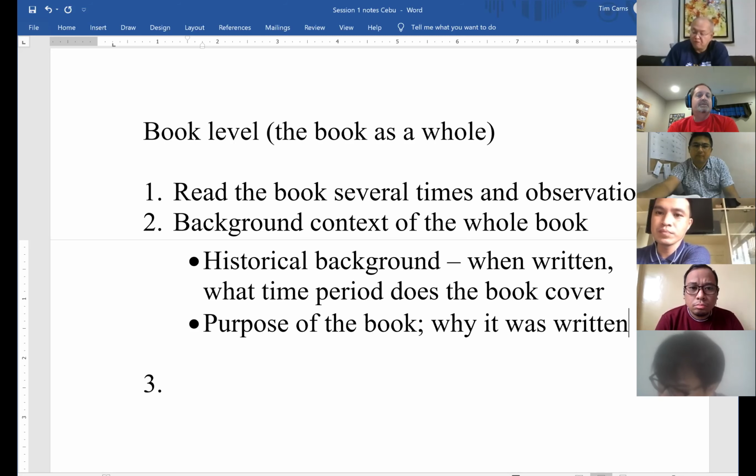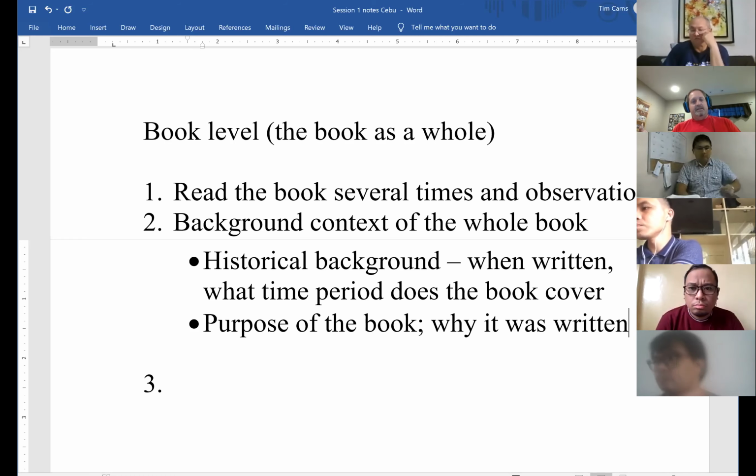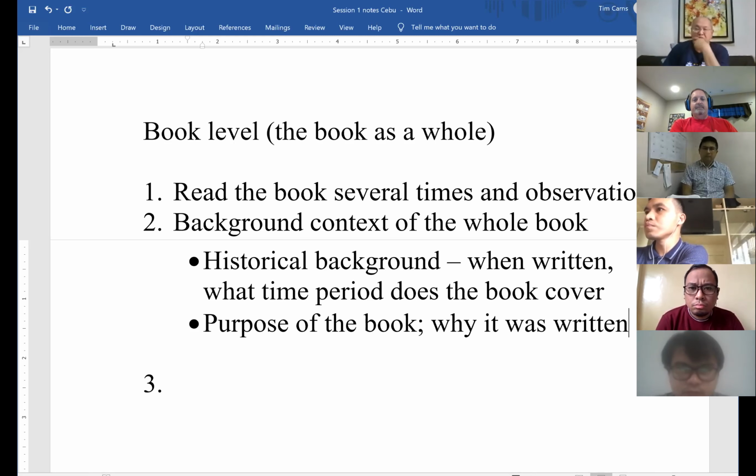What were they wanting to communicate, whether in the form of a story, a poem, an epistle, or a prophetic text? What was the author wanting to communicate? Why is he saying these things? Why is he giving us this story? All right, so that's key: the purpose of the book.